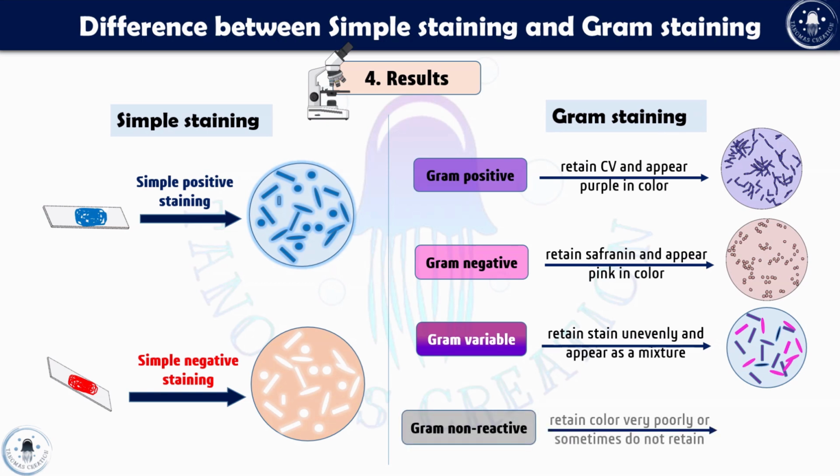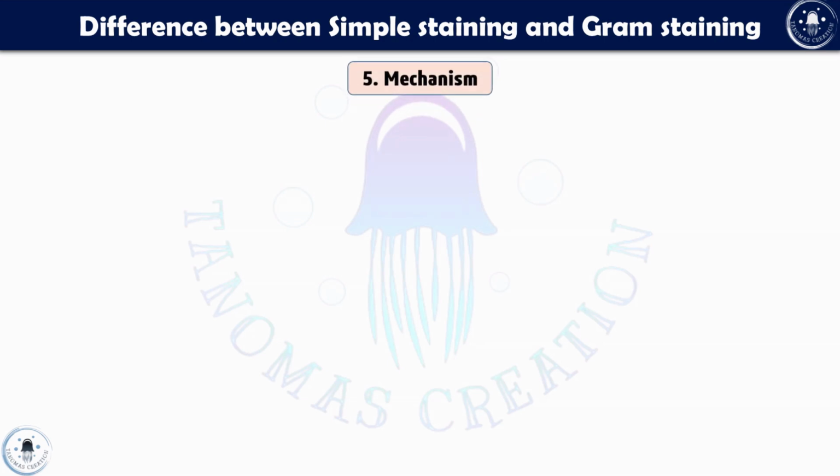Now, in gram non-reactive, they will retain the color very poorly, or sometimes they do not even retain the color, and they will be seen somewhat like this. Okay, so this gram staining is differentiating the bacteria into different groups. It is separating the bacteria based on the structural composition into different groups. Okay, so here we can clearly see the difference of using the simple stain and the differential stain, that is the gram staining. Okay. Now coming to the mechanism.